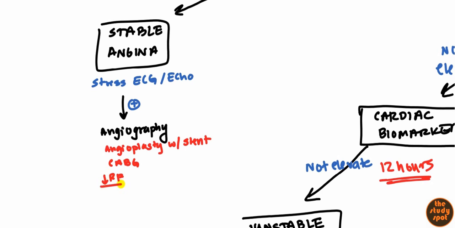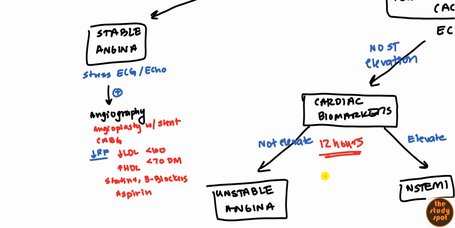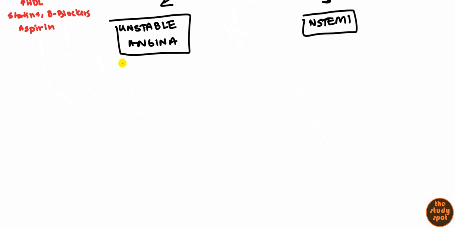You also want to focus on risk factors and minimizing them. This means keeping the LDL less than 100, and actually less than 70 if they have diabetes mellitus. It also means trying to maintain a high HDL as well. So these are risk factors you want to watch out for. And this can be done by giving statins or beta blockers, and of course aspirin as well to prevent any clots.